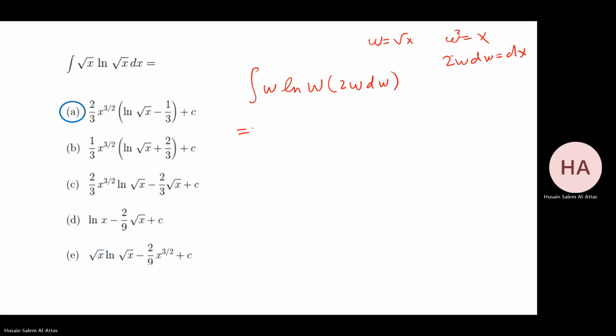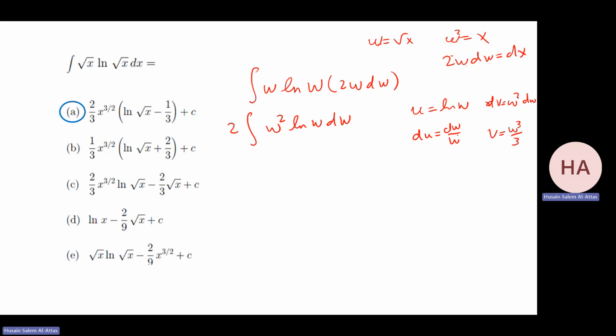So take the 2 outside: w squared, then ln w, dw. Very clear, this is by parts. I take u as ln w, and dv is w squared dw. So v is w cubed over 3, and du will be dw over w. Don't forget the 2 is outside. I have w cubed over 3 ln w minus the integral of w squared over 3, plus C.